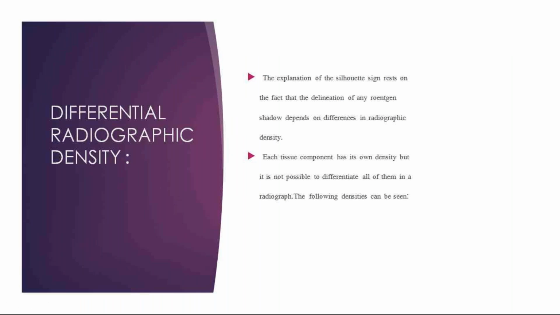Now coming to the differential radiographic densities, the explanation of the silhouette sign rests on the fact that the delineation of any Roentgen shadow depends on differences in radiographic density. Each tissue component has its own density, but it is not possible to differentiate all of them in a radiograph. We will be differentiating some of the densities. The following densities can be seen.